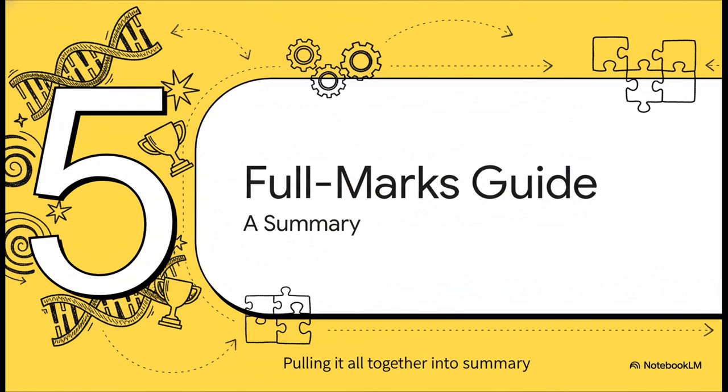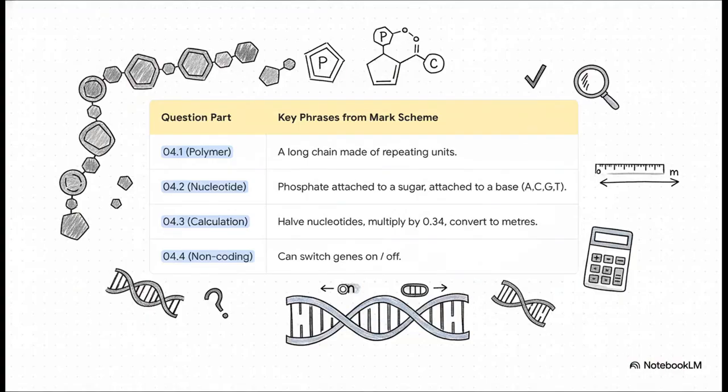To make sure all of this really sticks in your brain for exam day, let's wrap it all up in a neat little summary guide. Think of this as your blueprint for a perfect score. For the polymer question, use the phrase long chain made of repeating units. For the nucleotide, remember the sequence. Phosphate attached to a sugar, which is attached to a base.